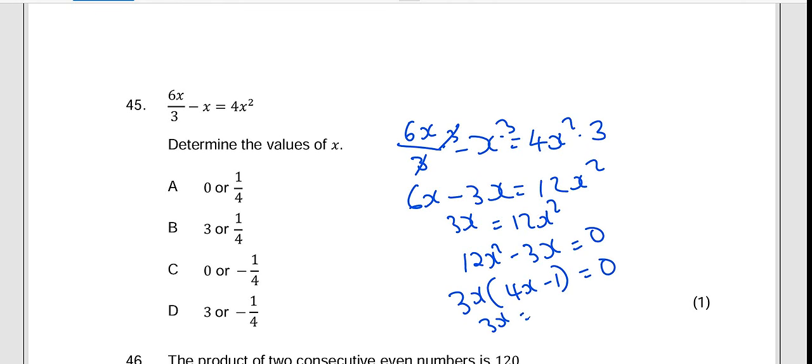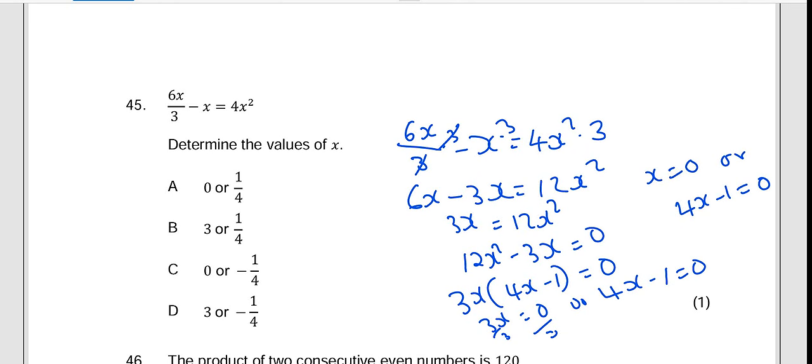And then 3x is 0, or 4x minus 1 is 0. And then I'll divide by 3. X will be 0, or 4x minus 1 is going to be 0. I'll take this to the other side. 1, I'll divide by 4. X is 1 over 4. So the combination is going to be 0 and 1 over 4. The correct answer is what? Is A.